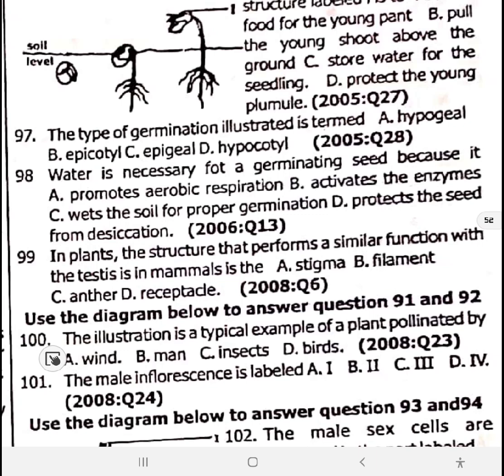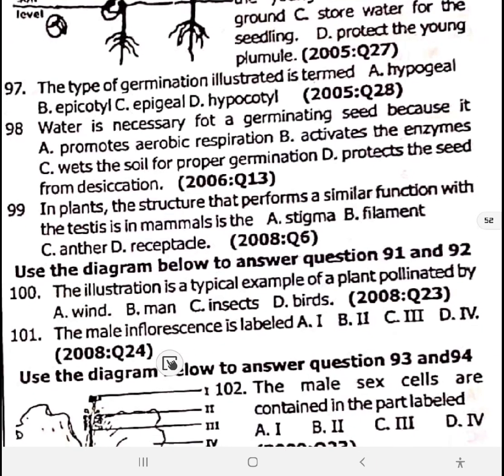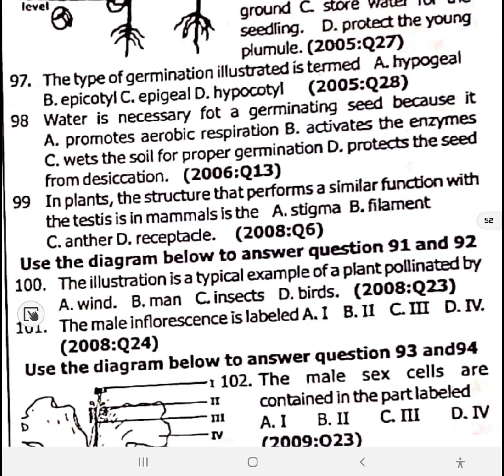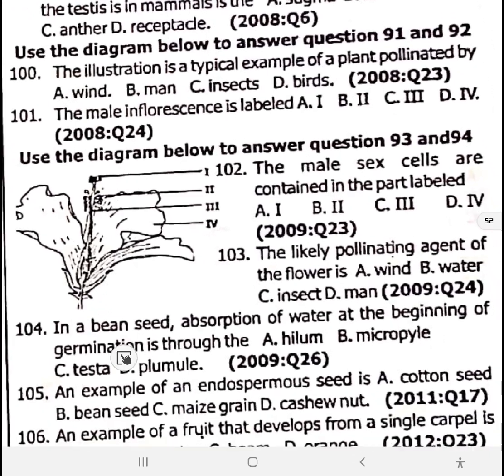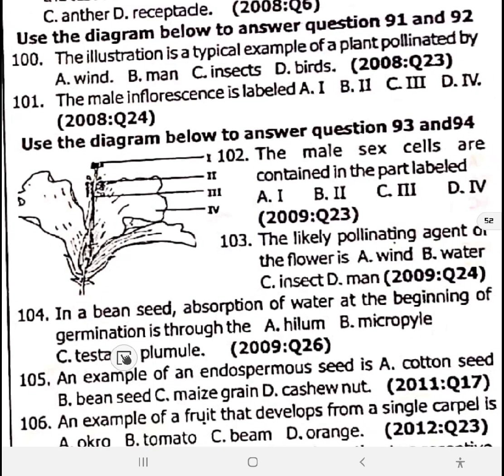The diagram below wasn't given. 100 and 91 and 92. Use the diagram below. We are done with that one. 100. The illustration wasn't given. The male, it wasn't given. 100 and 101 wasn't given. So let's go to 102.